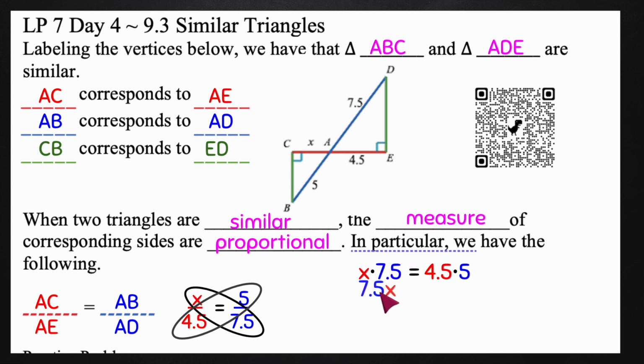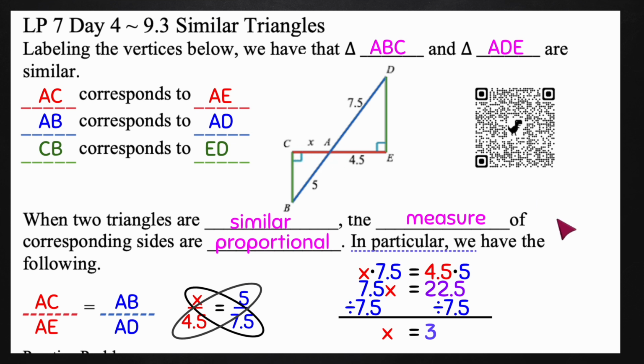So now I have 7.5x equals 22.5 because 4.5 times 5 is 22.5. Now I'm going to divide by 7.5 on each side, so I get x by itself. So when I divide 7.5 by itself, I get 1, so just 1x equals, and 22.5 divided by 7.5 is 3. So this missing side length is 3.